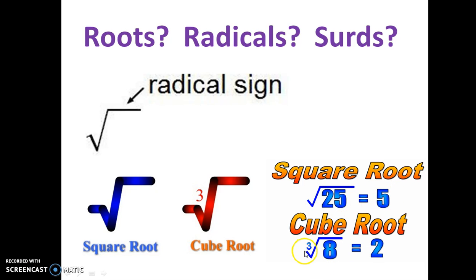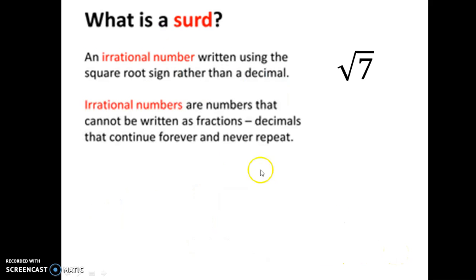Cube root, as a difference to that, is we see a 3 there. So now we're thinking what number times itself 3 times is going to make 8. So 2 times 2 times 2 will make 8. All right, so if that's a radical, it's just a sign. Let's talk about what a surd is.